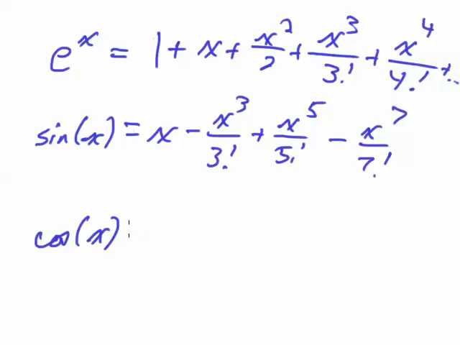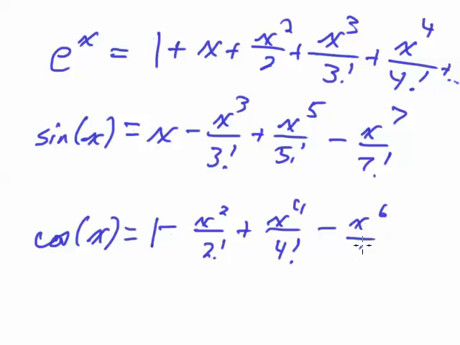And cosine x is going to be, and I should point out, this has to be in radians if you want to use this formula. Cosine x turns out to be 1 minus x squared over 2 factorial plus x to the 4th over 4 factorial minus x to the 6th over 6 factorial. Okay, I apologize. This is hyperbolic sine, and this is hyperbolic cosine.